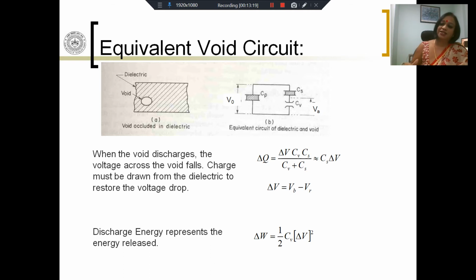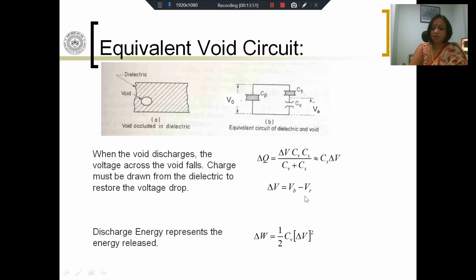The void should ideally discharge to 0 so that all charge is neutralized, but that may not happen, and even at the end of discharge you may be left with some residual charges, and therefore there might be some residual voltage VR. So therefore delta V is equal to VB minus VR. If VR is equal to 0, it is equal to VB. So therefore this is the quantity of charge which is involved in the discharge and results in a potential drop of delta V across the void, which is equal to VB minus VR.